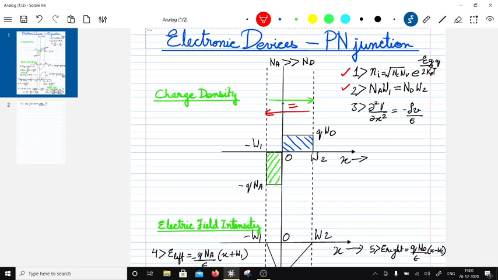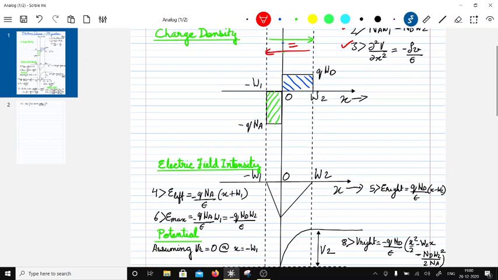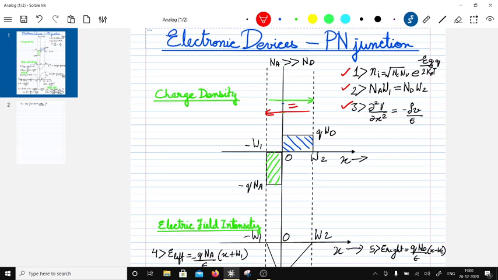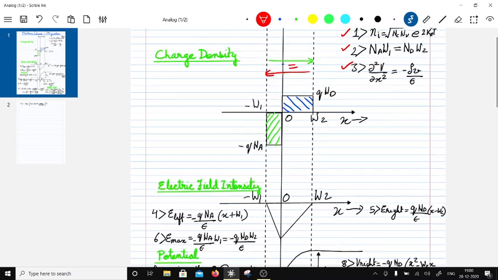Next thing we talked about was a relation known as Poisson's relation, right? And this was the charge density which we plotted here, and the area under the curve on the left and right side are equal because of the charge neutrality, and this gives us the expression 2, NaW1 equal to NdW2.